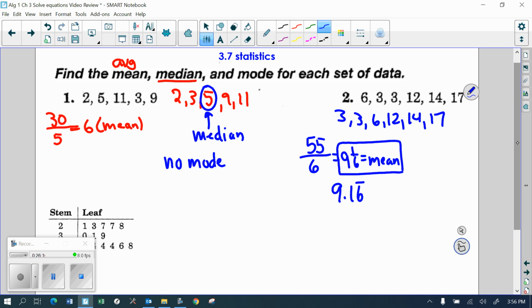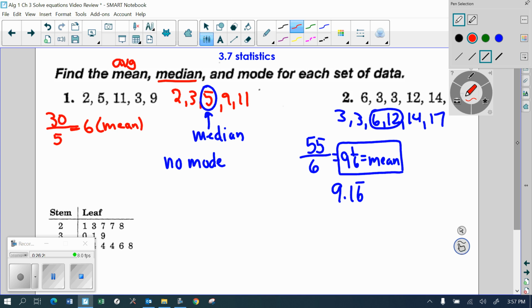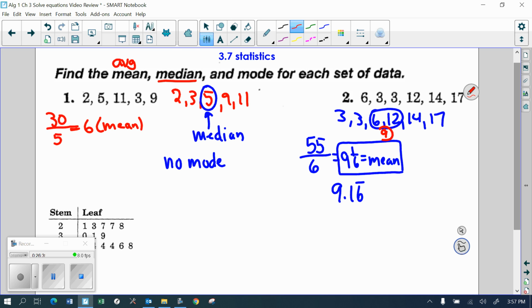On the median: 1, 2, 3, 4, 5, 6. So there's 6 numbers. I have 2 middles. 6 and 12 are the 2 middles. So there's an even number of them. I got 2 middles. Then I have to find the average of those two, or the midpoint of those two. What's the middle number between 6 and 12? How far is it from 6 to 12? There's 6. What's half of 6? 3. So I can either plus 3 or minus 3. 6 plus 3 is 9, or 12 minus 3 is 9. So 9 is the median.